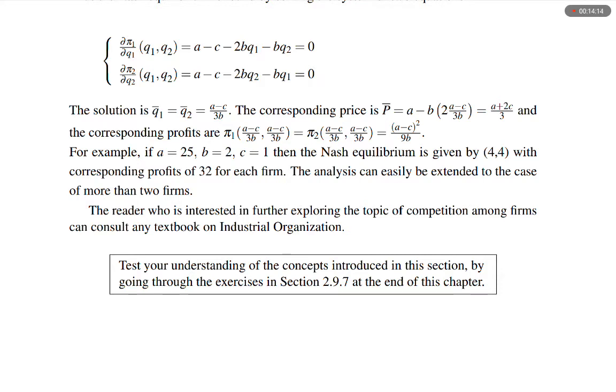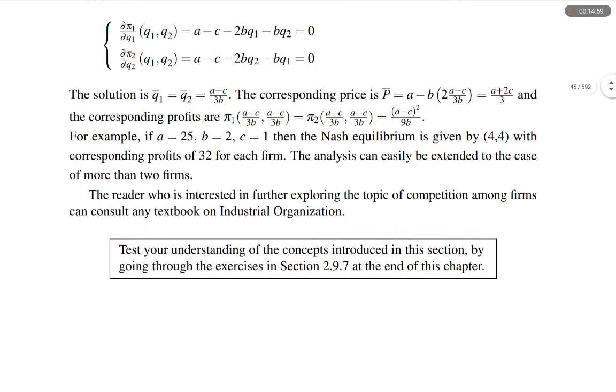The partial derivative of π₂ with respect to q₂ at (q₁, q₂) equals A − C − 2B·q₂ − B·q₁ = 0.